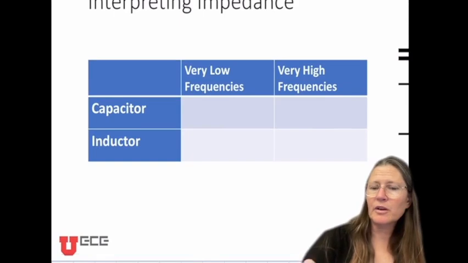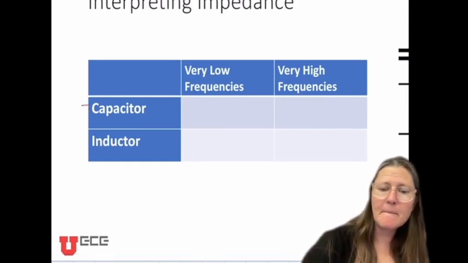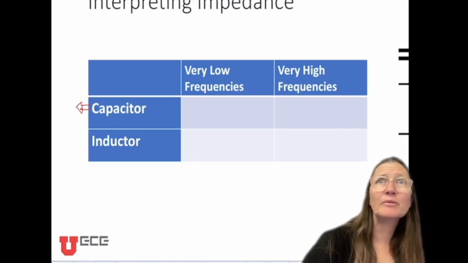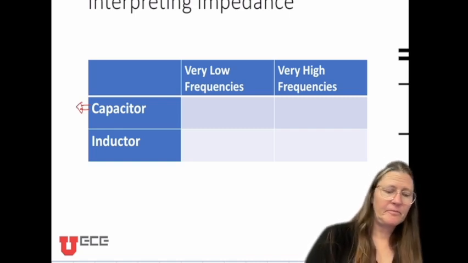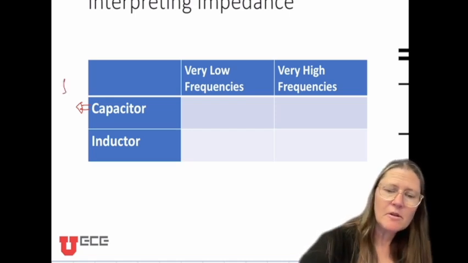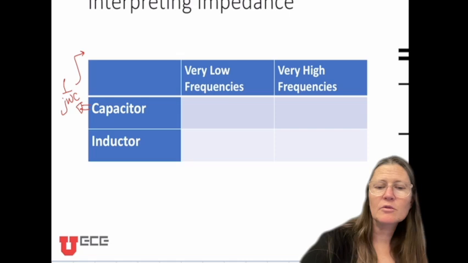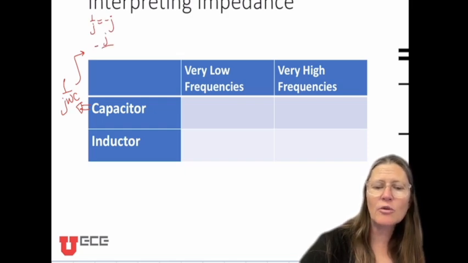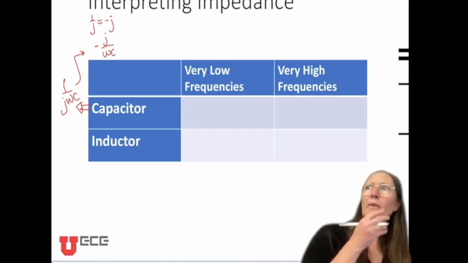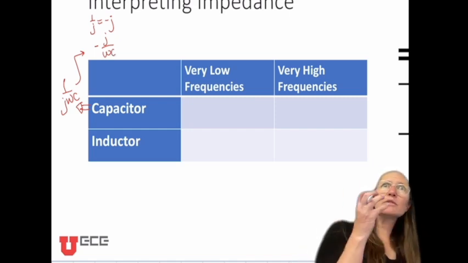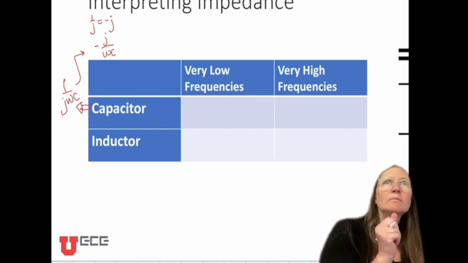So a capacitor is going to be what? What was the equation? Okay, good: 1 over j omega C, which can also be written as, remember, 1 over j is equal to minus j. So I can write it as minus j over omega C. So it will be a negative complex portion.